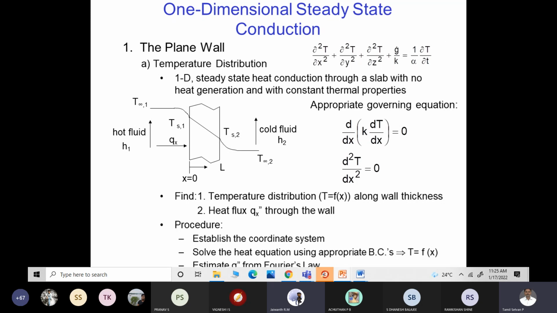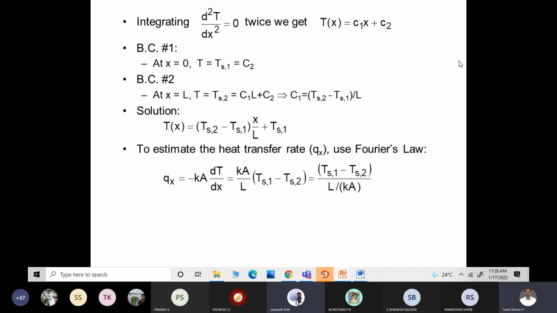So now the whole equation becomes dou square T by dou X squared equal to zero. And when we get the solution, we get T of X equal to C1X plus C2. So this is the first case.